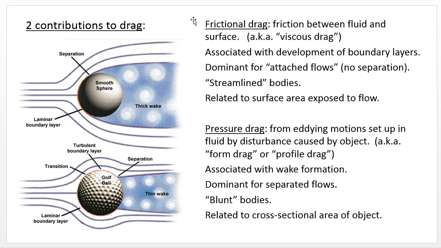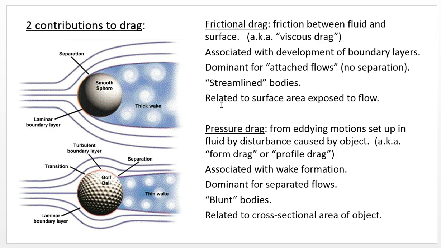It's dominant for attached flows. So attached flows are ones where there's no separation. That occurs for a streamlined body. So think of an aircraft wing, or an airfoil. You streamline an object to try to prevent this flow separation from occurring. In that case, you don't have this big disruption to the pressure in the wake region, and the total drag is basically due to the friction of the fluid flowing over the surface. And so the frictional drag is related to the surface area exposed to the flow.